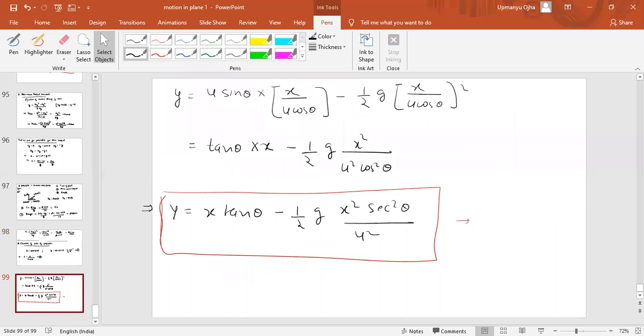Why are we finding the projectile equation? See, basically, in the NEET exam, they can directly ask you the equation of projectile. Then it would be whatever we have found: x tan theta minus half g x square secant square theta by u square. Sometimes this equation is useful to get the coordinates of a point. It helps us to get the coordinate of the point. Okay, that we will do. Don't worry, whatever I'm teaching you is useful somewhere. I'll give the example.